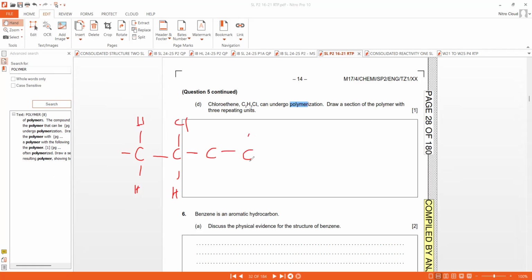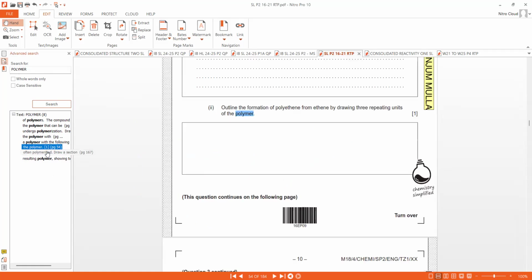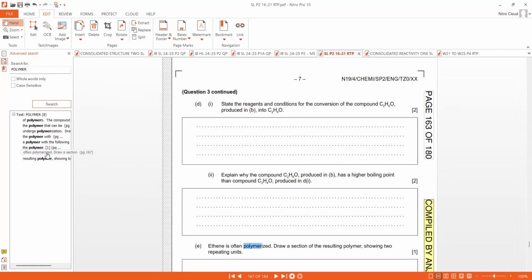Draw 2 more repeating units. H, H, H, Cl, one more. H, H, H, and Cl. Okay, this is the 3 repeating units. Okay, let's do a few more. Polyethene is again ethene, the same thing. Ethene, same thing. Okay, I think IGCSE papers, but there are many.